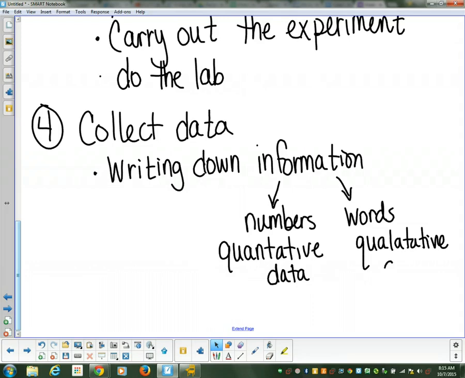qualitative data. Now, I'll be honest with you, the way that I remember these two is that if you look at quantitative data, see how it has the N in there?